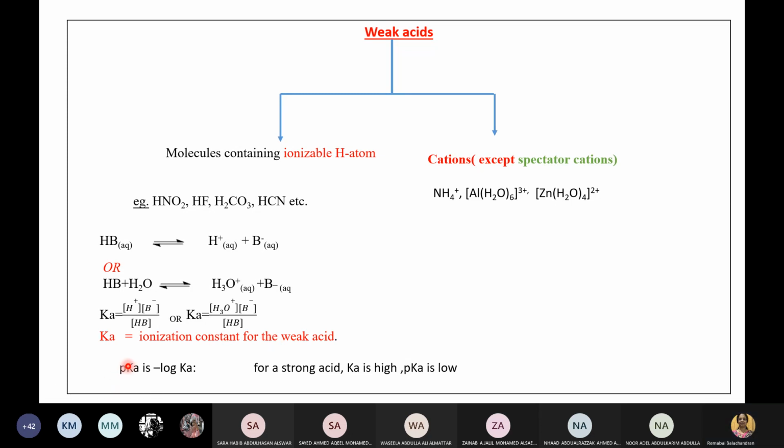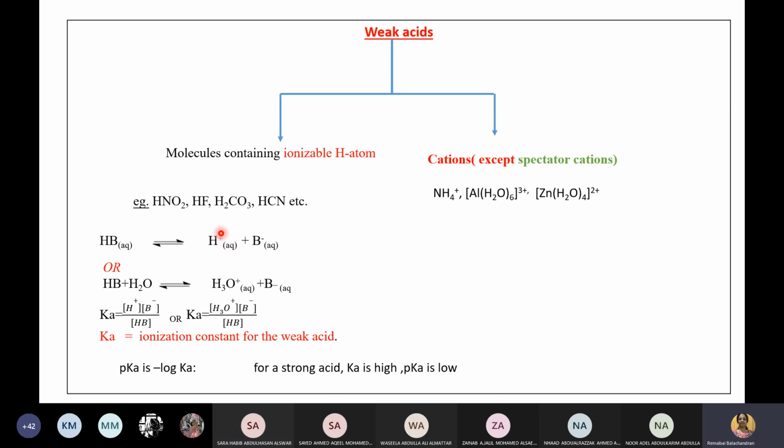Then now, pKa, like pH, pKa is equal to minus log of Ka. And another very important thing: if the Ka value is high, what do you mean by Ka value high? The concentration of the products will be high. So that means it gives more H plus.